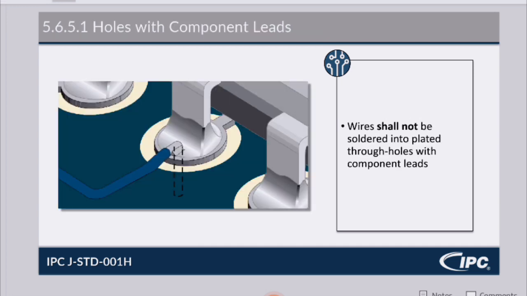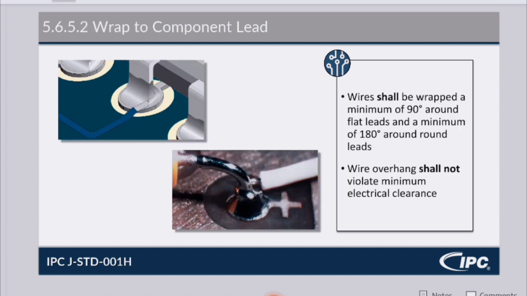Holes with component leads. Wires shall not be soldered into plated through holes with component leads. That is A1, A2, D3. So that is only a defect for class 3. Wires shall be wrapped a minimum of 90 degrees around flat leads, and a minimum of 180 degrees around round leads. And that would be a defect for all 3 classes if not. Wire overhang shall not violate minimum electrical clearance. Again, anytime anything violates minimum electrical clearance, it is a defect for all 3 classes.